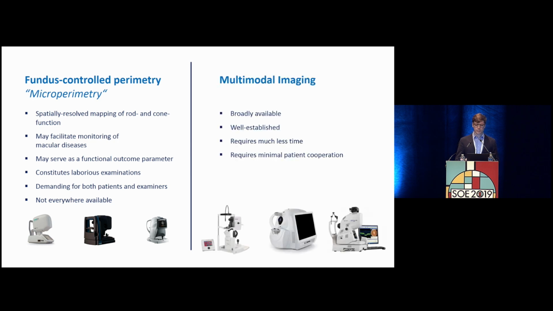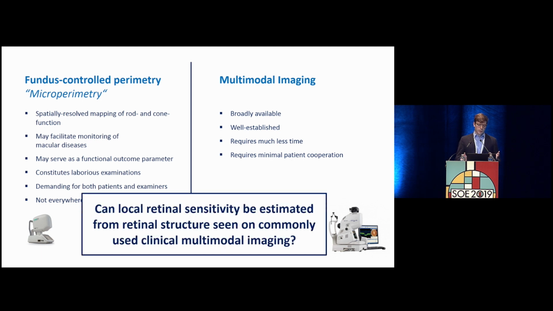On the other hand, nowadays we have multimodal imaging. It's broadly available, well-established. It requires really no time at all. A scan takes a maximum of 2 minutes. And it also requires, compared to the functional testing, really minimum patient cooperation. So what I want to present now is ongoing work where we ask ourselves, can we somehow predict retinal sensitivity based on this quick multimodal imaging, which we can do really easily?